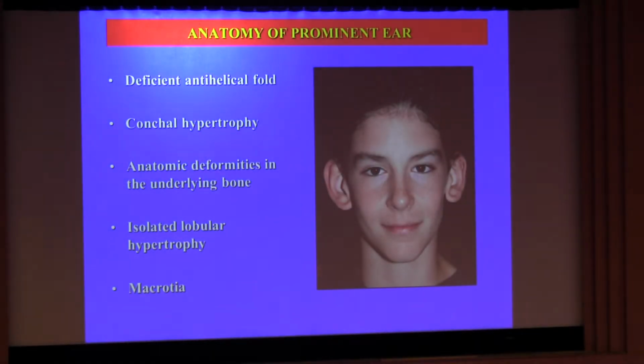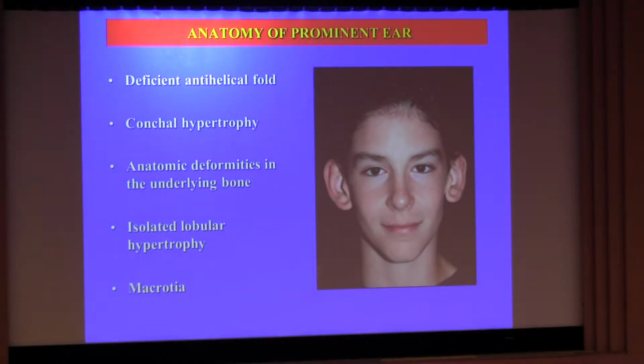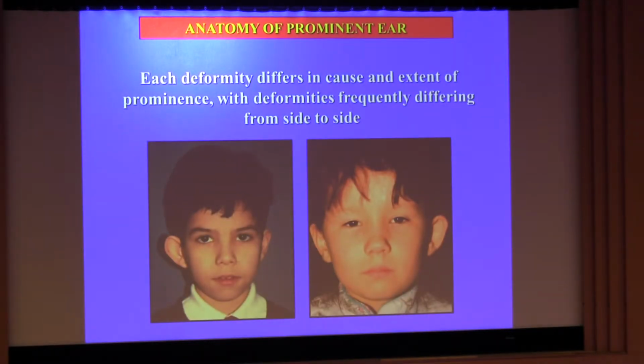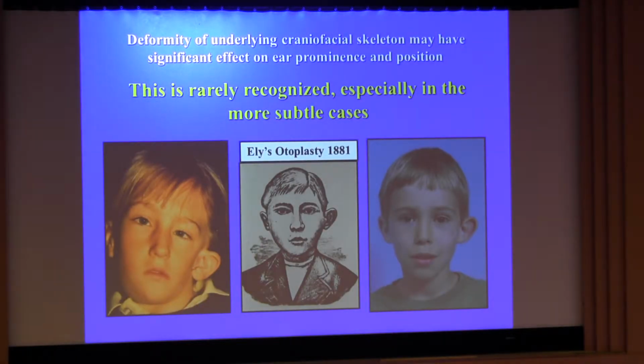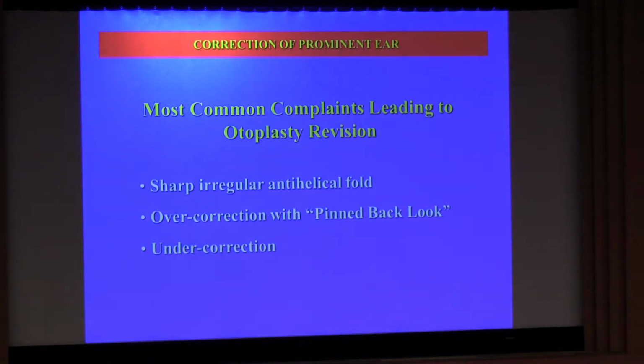For prominent ears, a lot has been written about the different features. Deficient antihelical fold, conical hypertrophy was always kind of put on the bottom. Anatomic deformities in the underlying skeleton can push the ear out from the side of the head. Isolated lobular hypertrophy and macrotia. Each deformity differs in cause, and you can see totally different things on the two sides. And even though we recognize it more in the microtias and in significant hemifacial microsomia, asymmetrical head, particularly with uncorrected plagiocephaly, will often be the cause of the ear being pushed out in the unilateral deformity. We have to address that slightly differently.